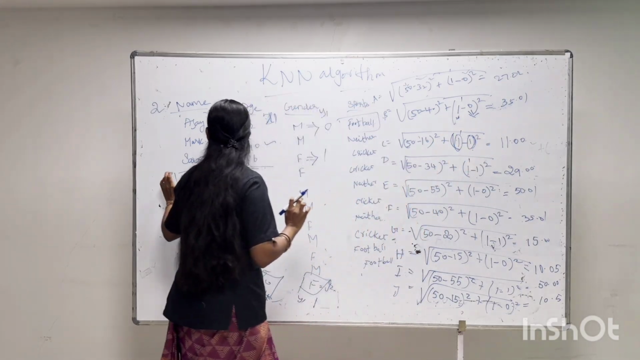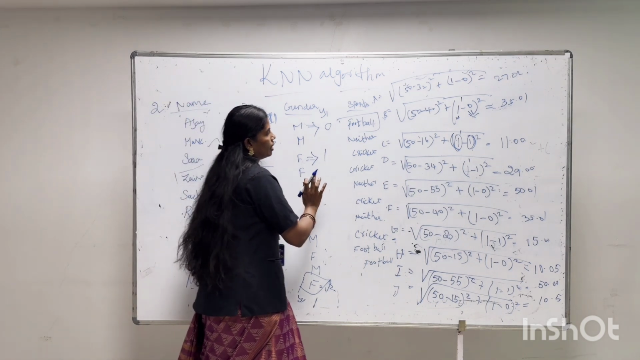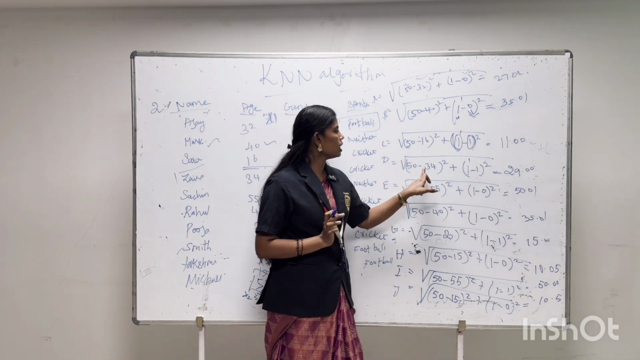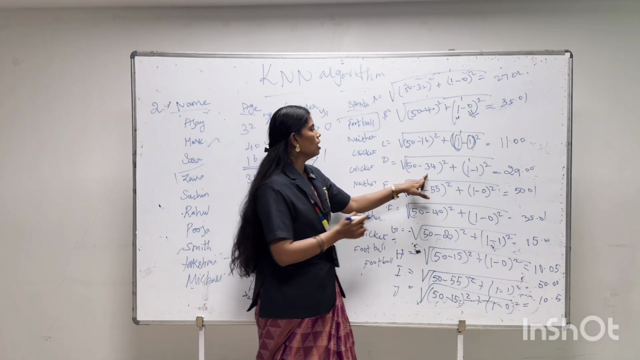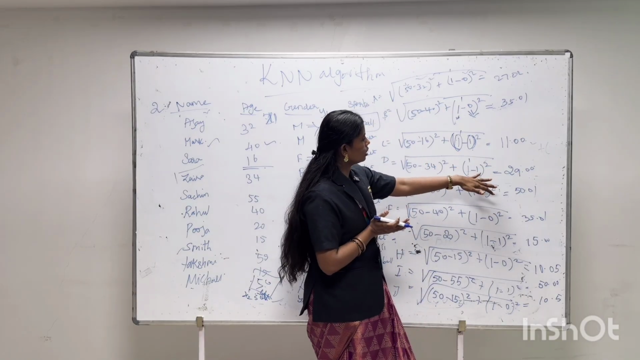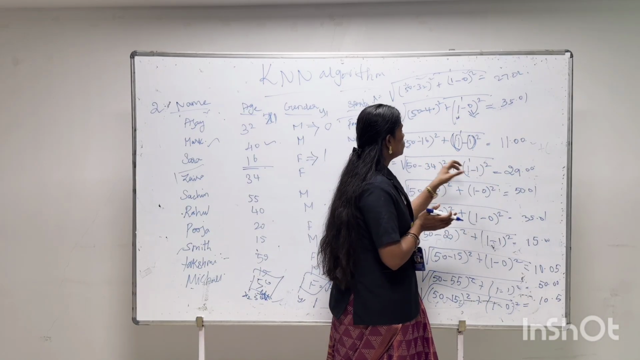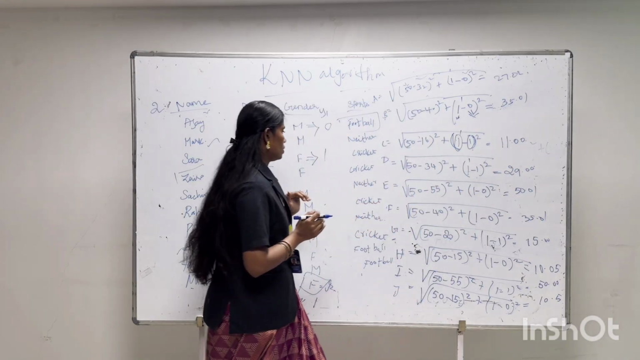And next one is Zaira. Zaira is 34 and she is also female. The ages of Angelina and Zaira: Angelina is 50 and Zaira is 34, and both belong to the female category. So I have taken 1 minus 1. After that, the square root, the value will be 29.0.